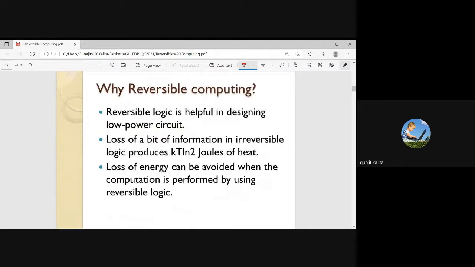Now, why reversible computing? Reversible logic is helpful in designing low power circuits. Next, the loss of a bit, and a bit is basically information. In the irreversible case, loss of a bit actually produces a small amount of heat, that is kT log 2 joule. That amount of heat is generated for 1 bit of information. So loss of energy may be avoided if we introduce reversible logic in the design. That's why we need reversible computing.